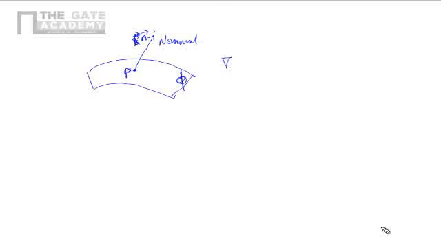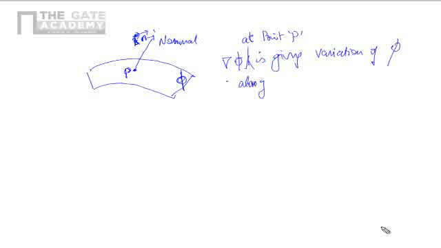Now del φ at point P is giving the variation of φ along n vector. What is n vector? Normal to φ at P. I am evaluating del φ at point P. So at point P, n vector is the normal vector, and del φ is going to give me the variation of φ along the n vector.